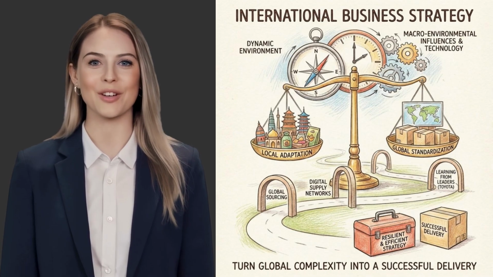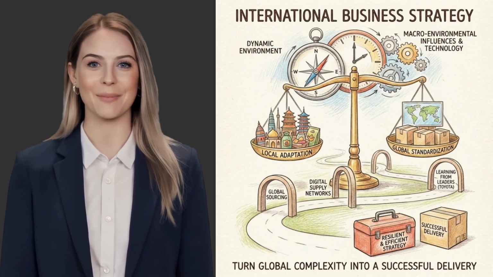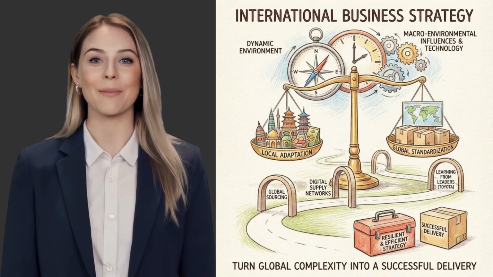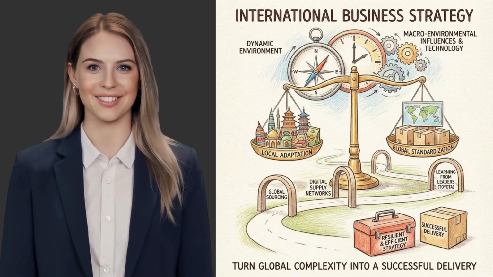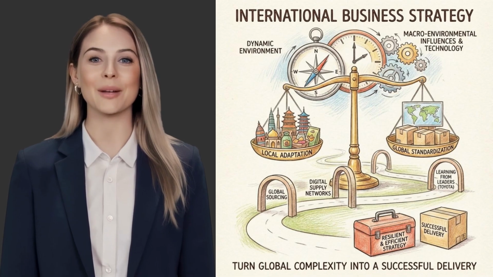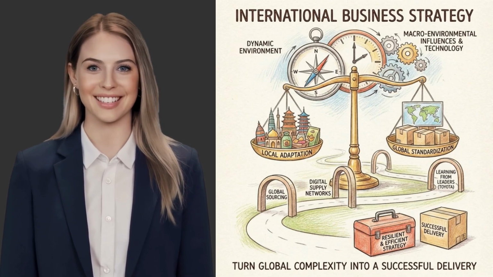To wrap up Module 4, remember that international business strategy is more than just selling abroad. It is about choosing the right balance between local adaptation and global standardization. By combining the techniques we discussed, leveraging global sourcing, transitioning to digital supply networks, and learning from leaders like Toyota, you can build a strategy that is both resilient and efficient.